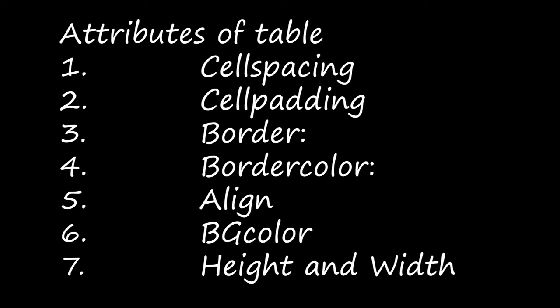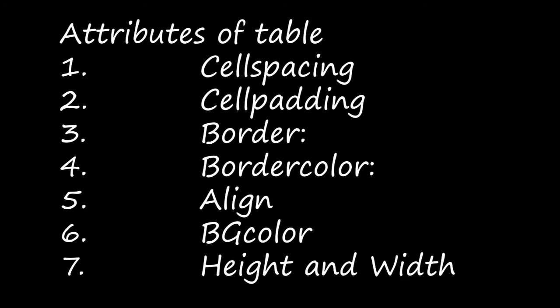They are cell spacing. First one is cell spacing. This is used to set the space between the cells in the table. Okay, the value should be given in pixels only. That is cell spacing. From the word itself you can say it is the space between the cell in the table, right? And the next one is cell padding. That means it is used to set the space between the contents of the cell and its border. Okay, the value should be given in pixels only, here also in cell padding.